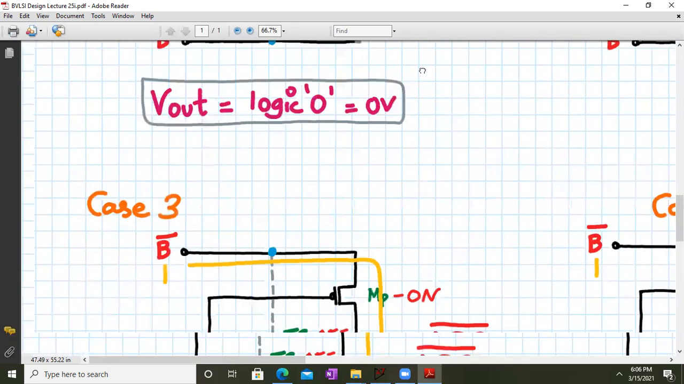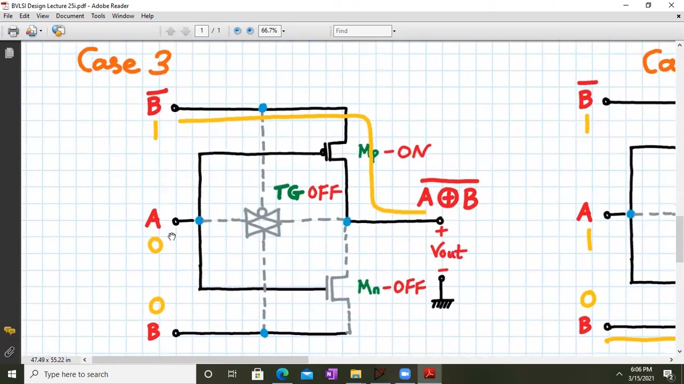Now let us go to case number 3. Over here, both the inputs are 0. A and B are 0. So if B is 0, B bar will be 1. So B bar as logic 1 and B as 0 will turn off this transmission gate.